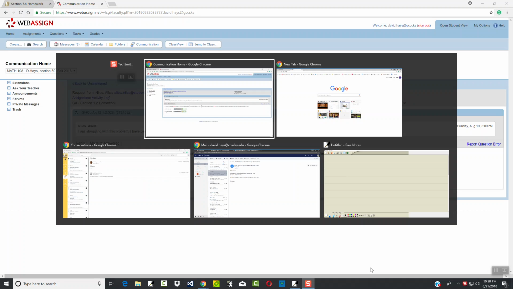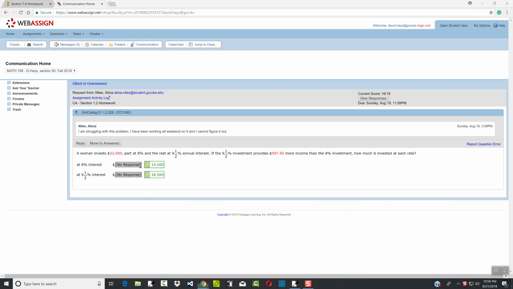Let's take a look at this problem. Okay, a woman invests 33,000, part at 8% and the rest at 9.5%. If the 9.5% investment provides 597.5 more income than 8%, how much is invested at each rate? So we're looking at how much is invested at each rate.